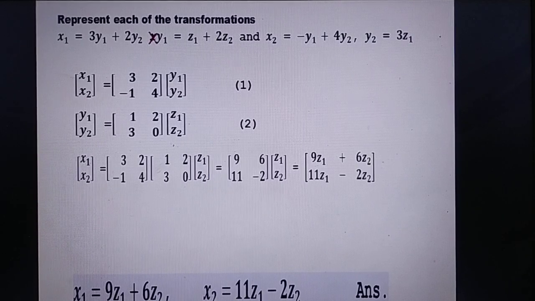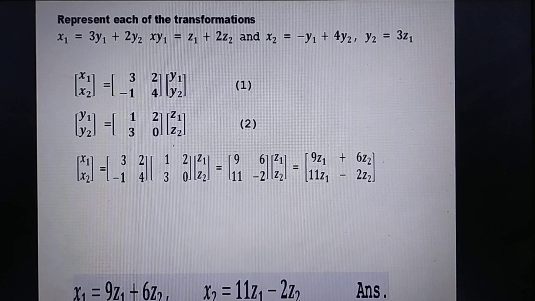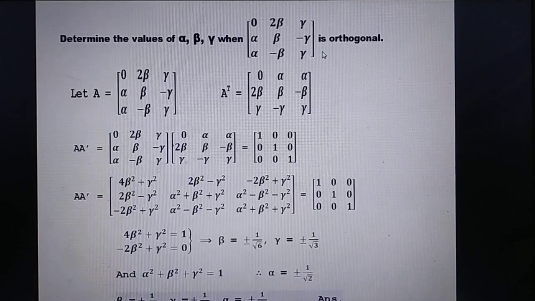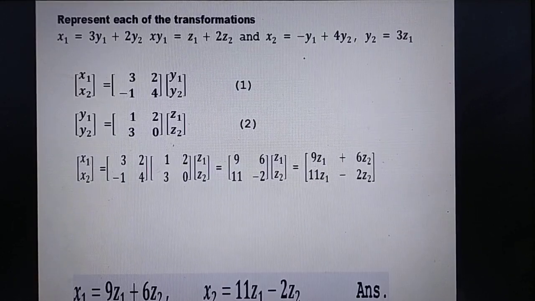y2 is equivalent to 3z1. Okay, so these are simultaneous equations, because when you expand it, we have x1 and x2.